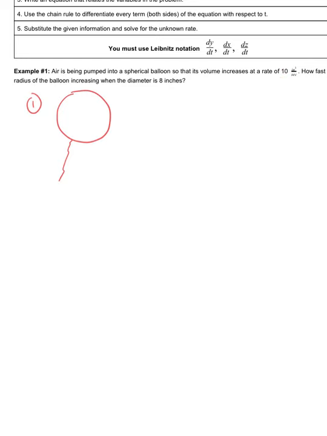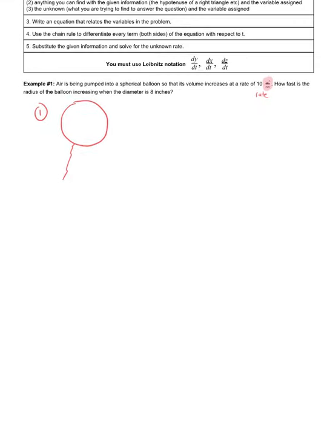Be on the lookout for numbers that have units that are a rate. That is a rate. That is a fraction. It is inches cubed per second. That is a unit for a derivative. So just be on the lookout for that. Now it's asking you for how fast. Again, fast is asking you for a rate. So that's something to be on the lookout for at the end. Your answer will be a rate of change.